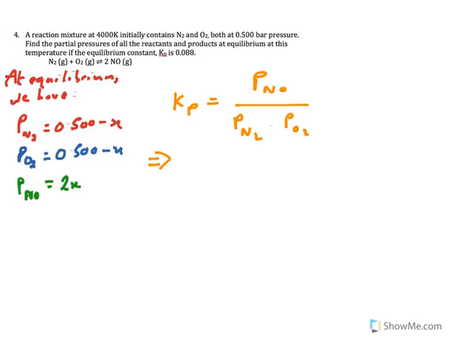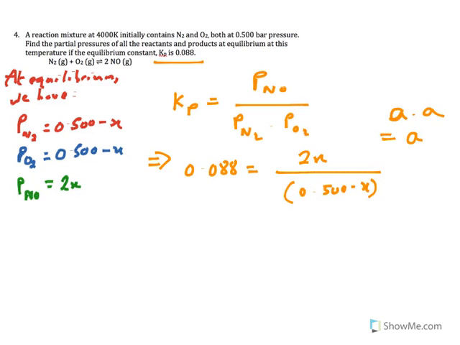Next we just sub in the value of Kp, which is 0.088, so 0.088 equal to, we plug in our variables, so we have 2x over, since nitrogen and oxygen both have the same variables, we can just write them in squared form, so we can write 0.500 minus x squared, because we know that if we have a times a, it's the same as a squared, so that is exactly what we're doing here.